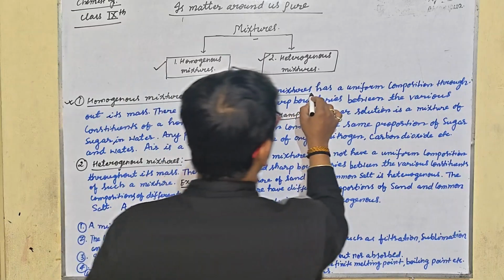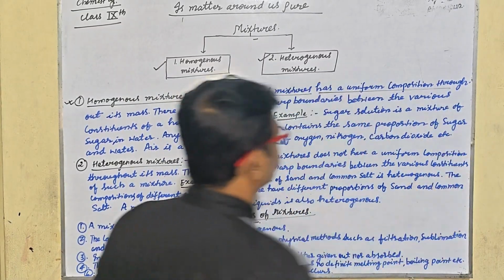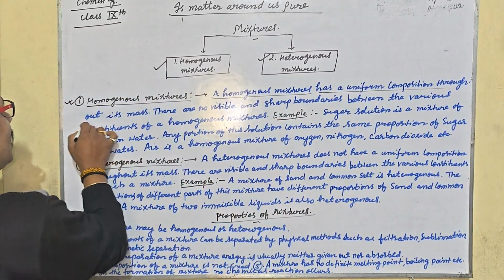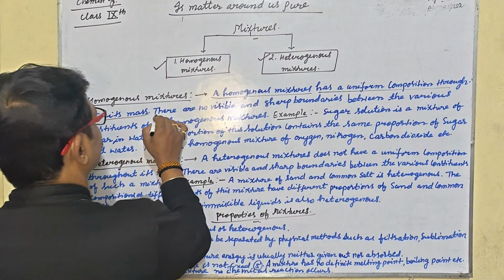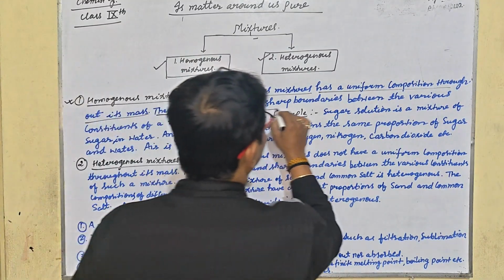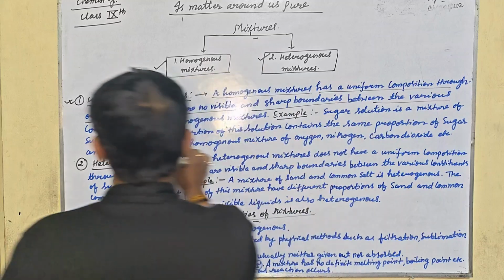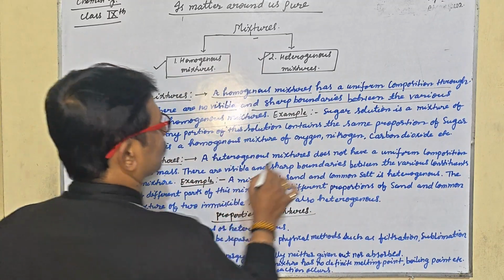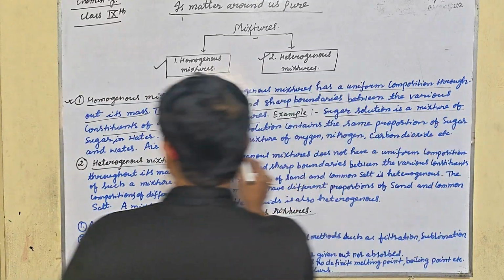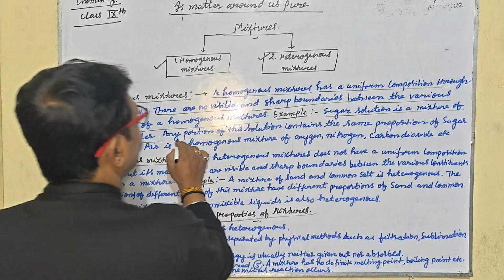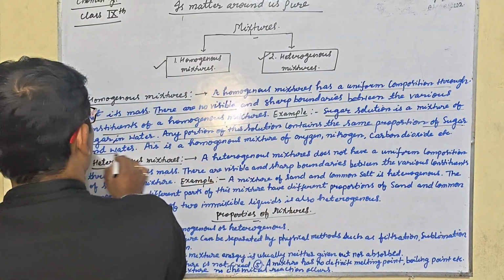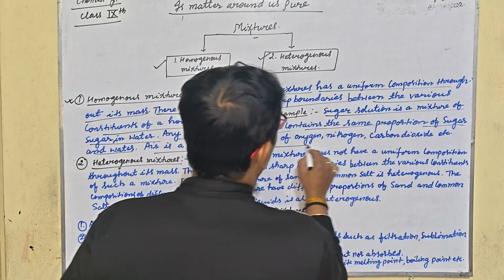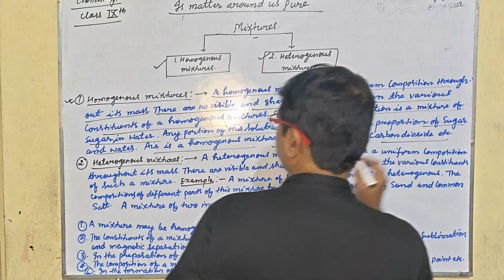A homogeneous mixture has a uniform composition throughout. It means they have the same composition of all the elements they are going to mix. There are no visible and sharp boundaries between the various constituents of a homogeneous mixture. For example, sugar solution is a mixture of sugar in water. Any portion of this solution contains the same proportion of sugar and water. Air is a homogeneous mixture of oxygen, nitrogen, carbon dioxide, etc.